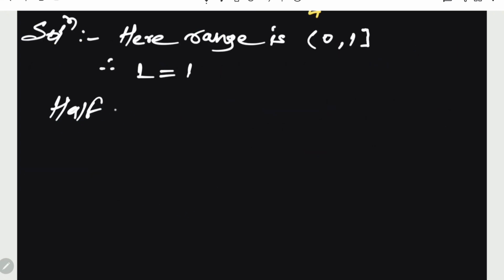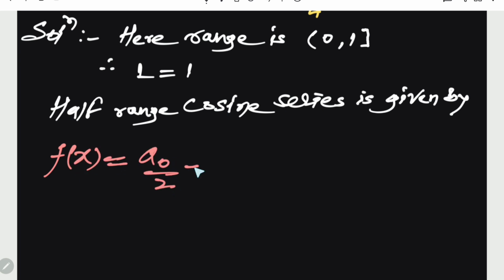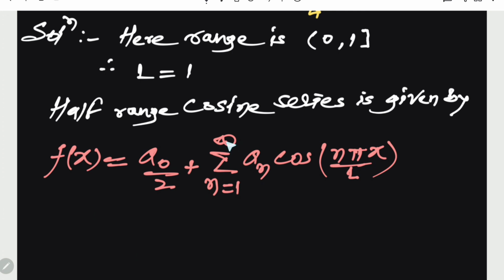Here we require to find the half-range cosine series, given by the formula f of x is equal to a0 by 2 plus summation of an cos n pi x divided by L, capital L, where n changes from 1 to infinity, and we call this equation number 1. We have to obtain the values of a0 and an.